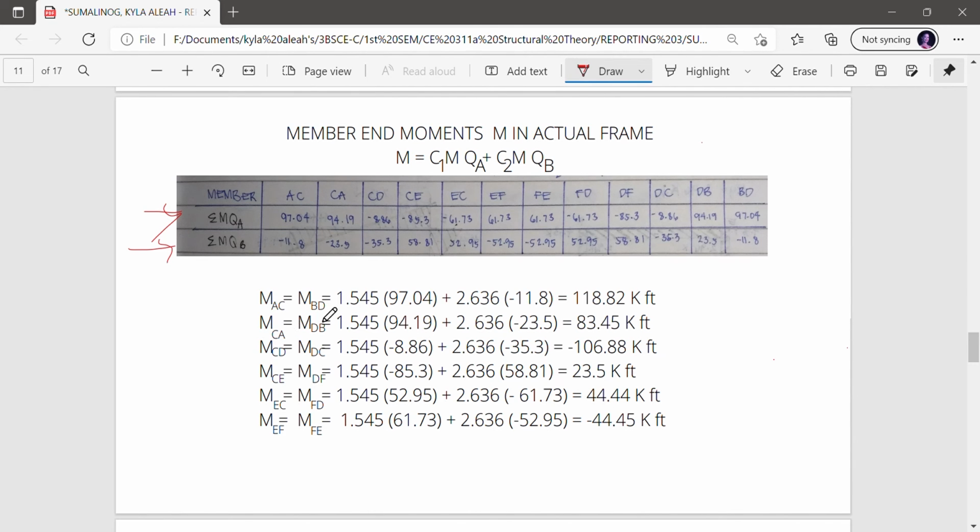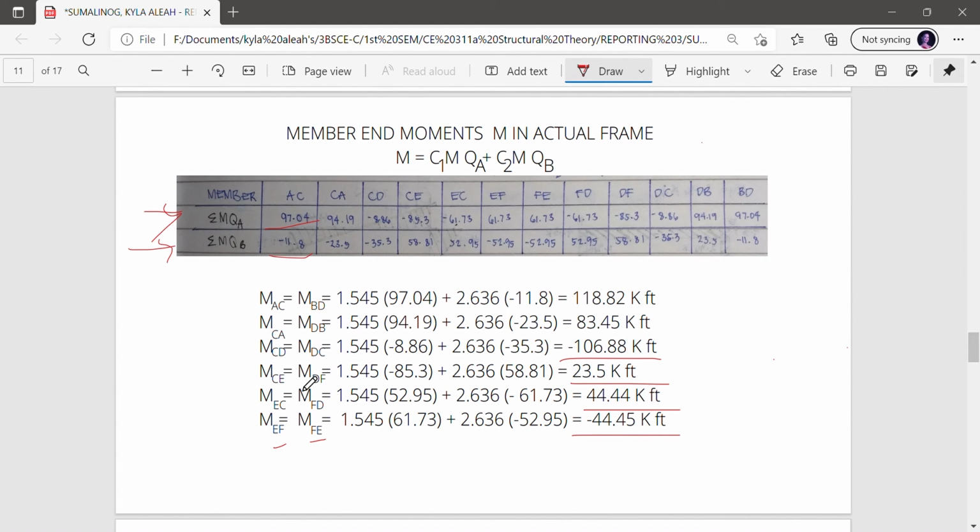So for AC and BD, plotting 1.545 times 97.04 plus 2.36 times negative 11.8, it will be equal to 118.82 kip-feet. For CA and DB, that is 83.45 kip-feet. For CD and DC, that is 106.88 kip-feet. For CE and DF, it is 23.5. EC and FD is 44.44, and EF and FE is negative 44.45 kip-feet.